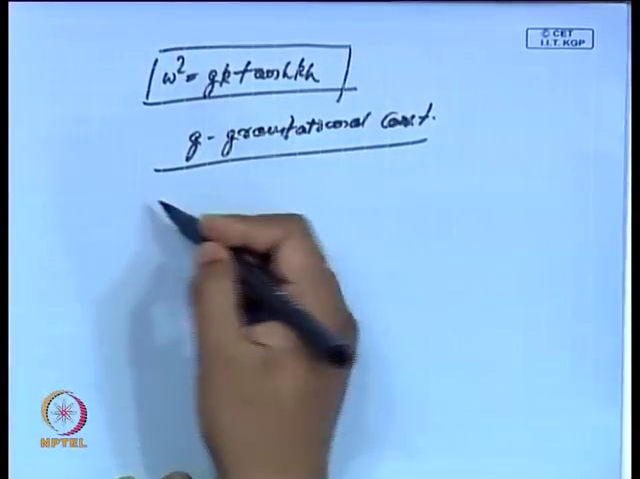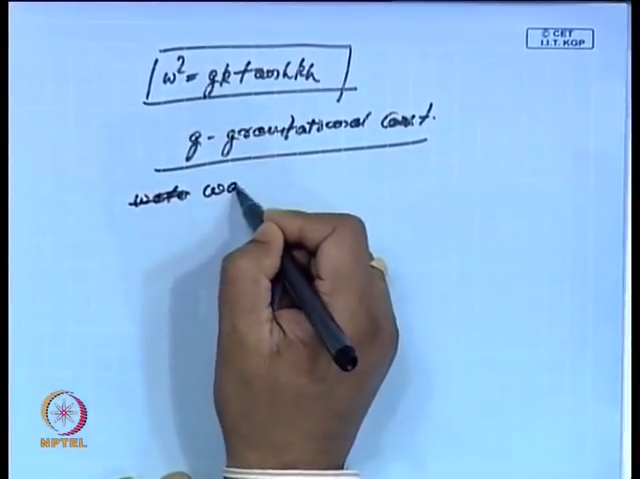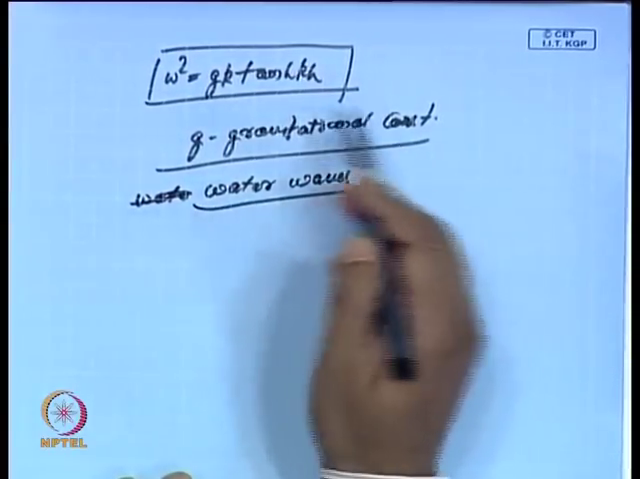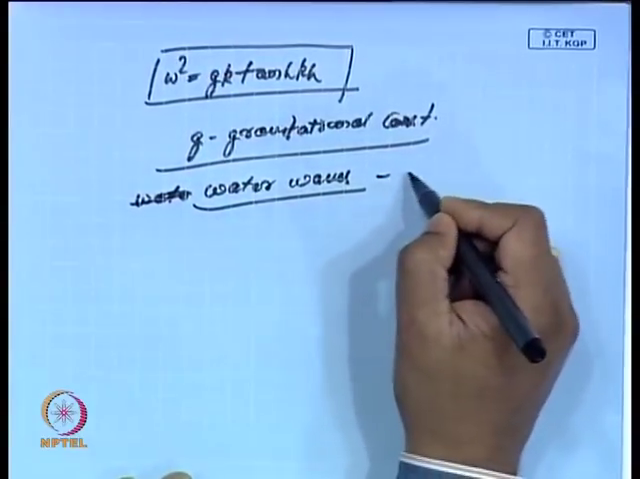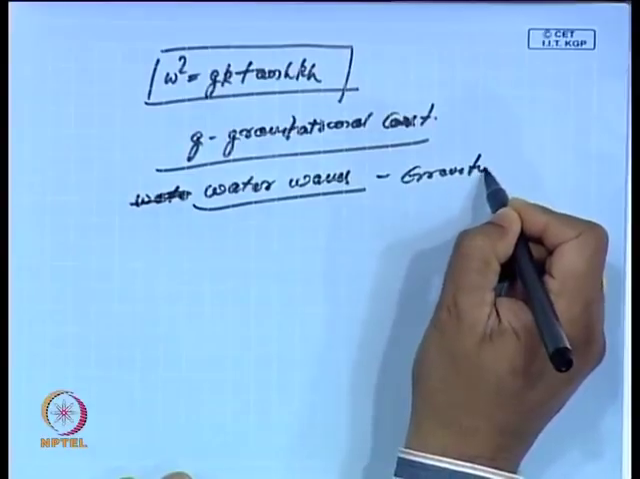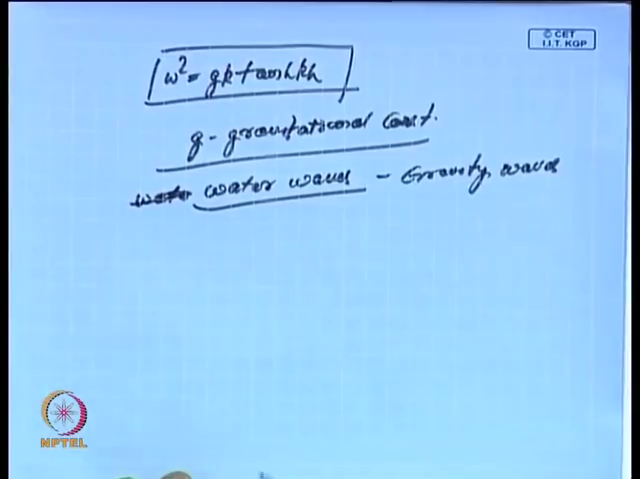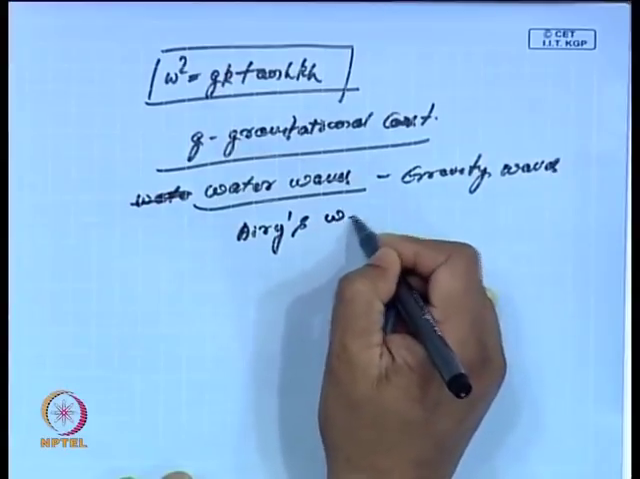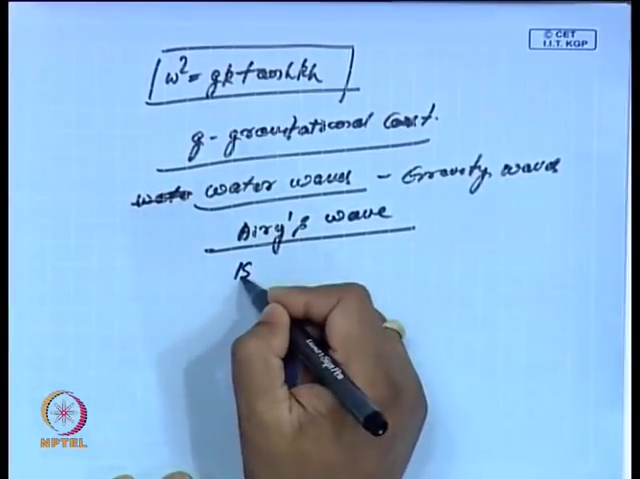Because it all depends on this gravitational constant, sometimes we call these water waves gravity waves. In fact, the very well known gravity waves are the Airy waves. The small amplitude gravity waves are often called the Airy wave or first order Stokes wave.